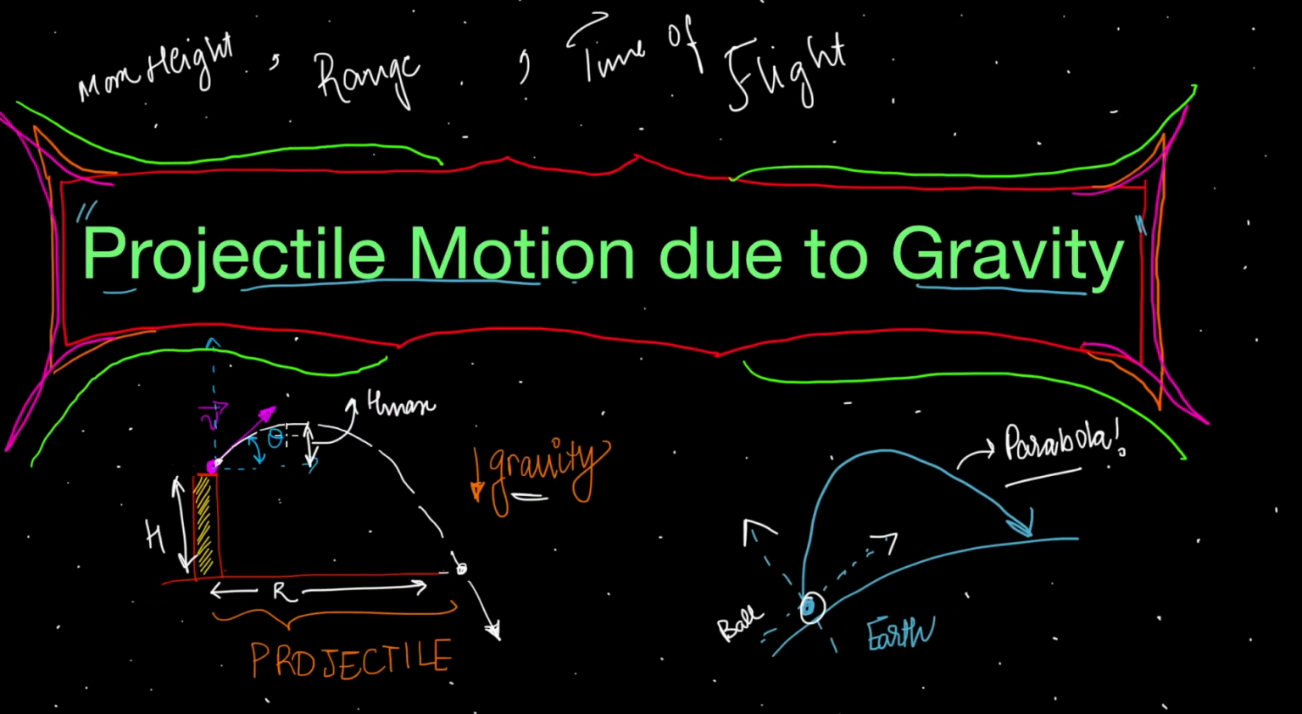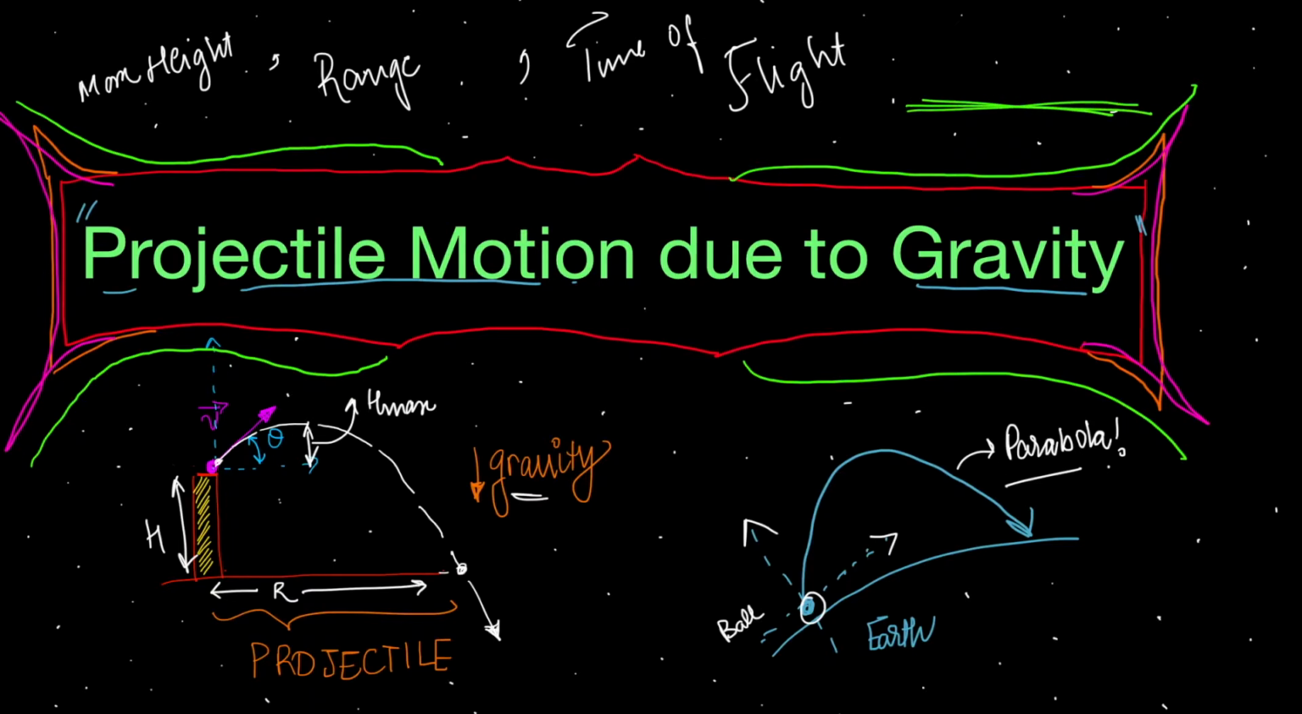Alright, so we're going to talk about different parameters that describe a projectile motion, or basically motion in two dimensions. The three quantities that we will deal with are maximum height, range, and the time of flight. So a quick description of what we will actually be doing is the following.